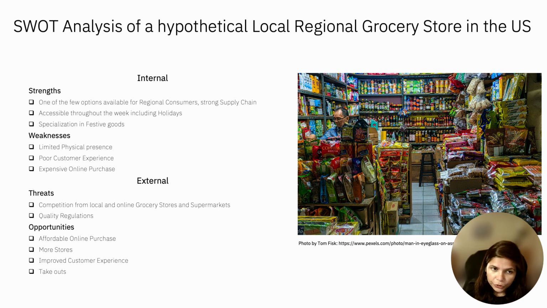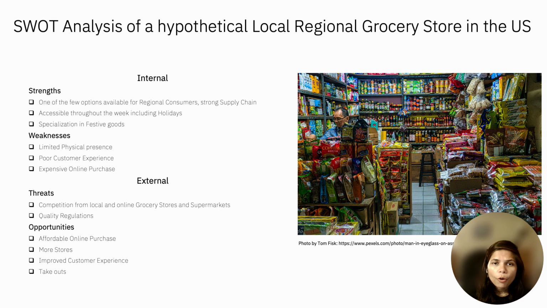What could be the potential opportunities? So opportunities could be if it could make its online purchase affordable, then even the consumers who reside at longer distances from the store would be able to leverage it. And even though it might not be profitable initially, with scale and volumes increment, the store would be seeing a profit in the short term, or probably over a certain period of time.